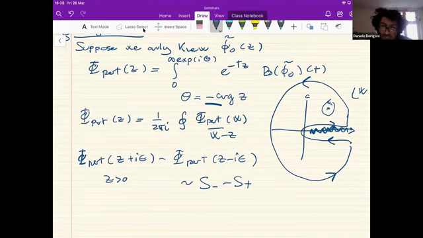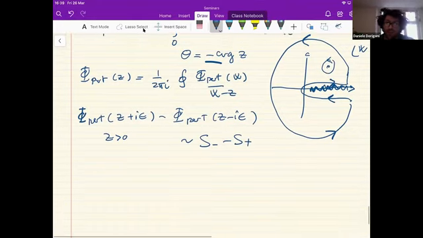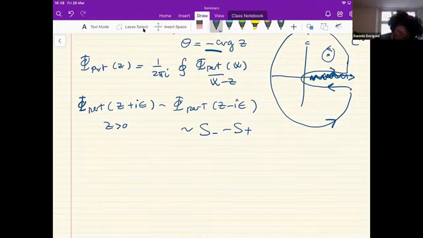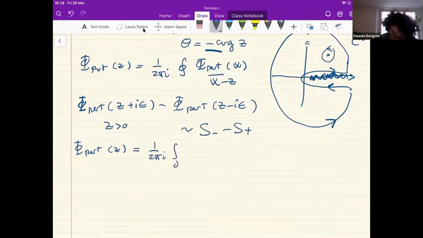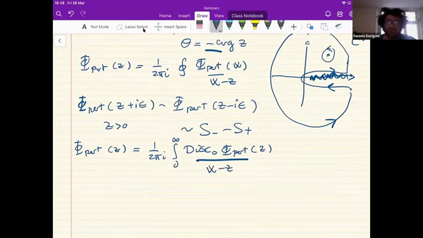Modulo convergence of the integral at infinity, we can rewrite this Cauchy integral in the following way. We can write it as 1 over 2 pi i, the integral between 0 and infinity of the discontinuity in the 0 direction of this perturbative object, divided by w minus z. Again, in general, you're going to get a sum of discontinuities and so on, but for the present case, where I just put a single direction of singularity, it is easier.